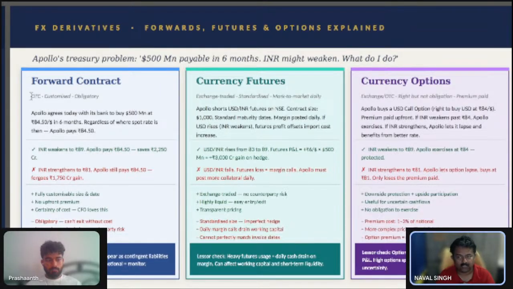If the other party violates or defaults, a forward contract is between two people. It's not traded at the Bombay Stock Exchange, so you cannot go ahead and sell it to a third person. And the bank's credit line gets hit. So forward contracts appear as contingent liabilities. They will appear on the balance sheet in footnotes, and large notional values are monitored.